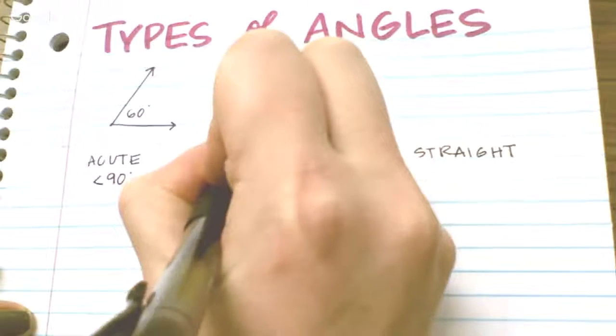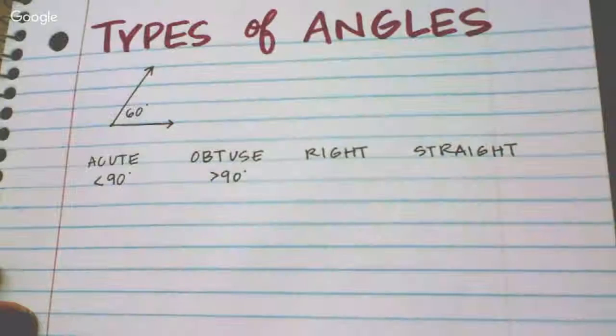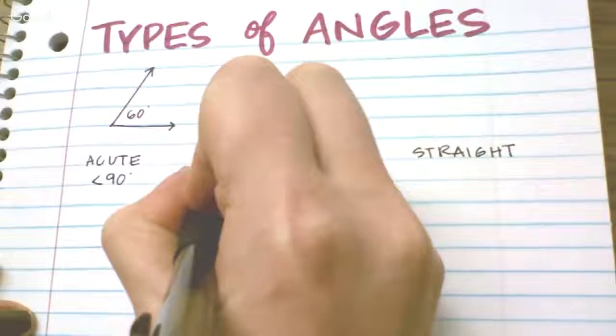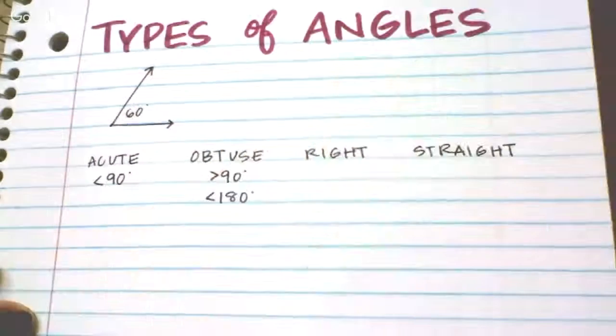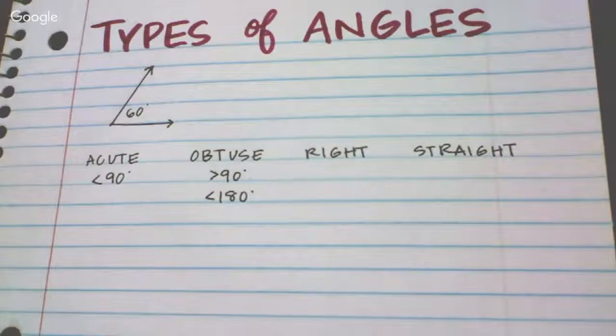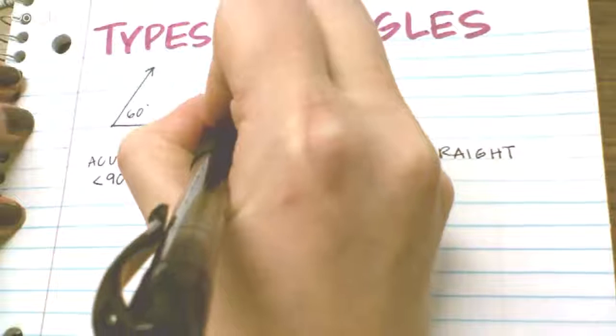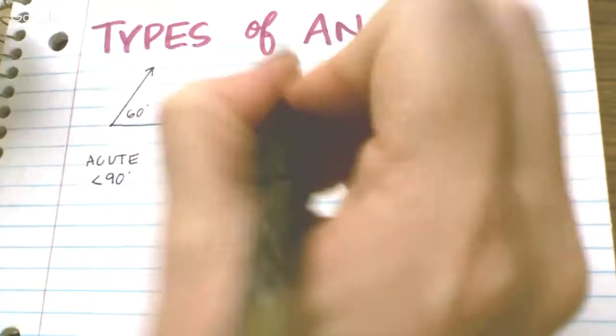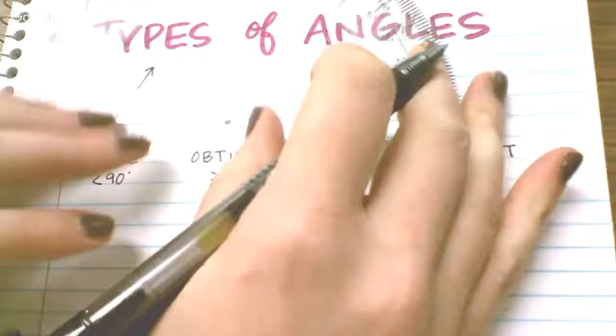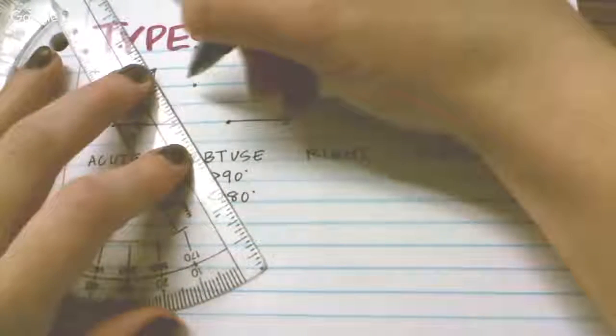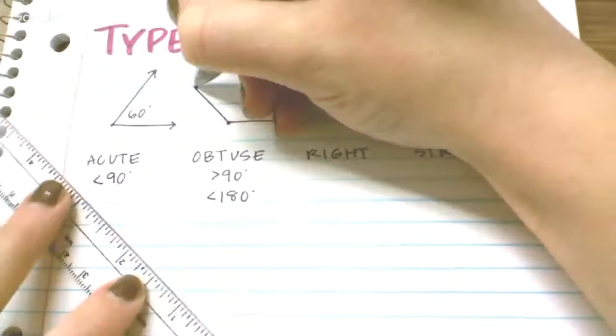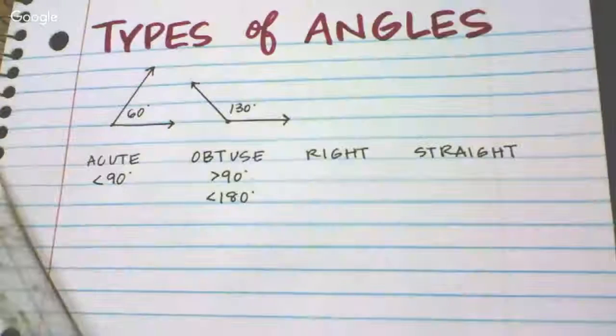Obtuse is when I'm talking about greater than 90 degrees, but also less than 180 degrees. So an example of an obtuse angle would be, let's see, if I wanted to do 130, which is about there. So 130 degrees is an example of an obtuse angle.